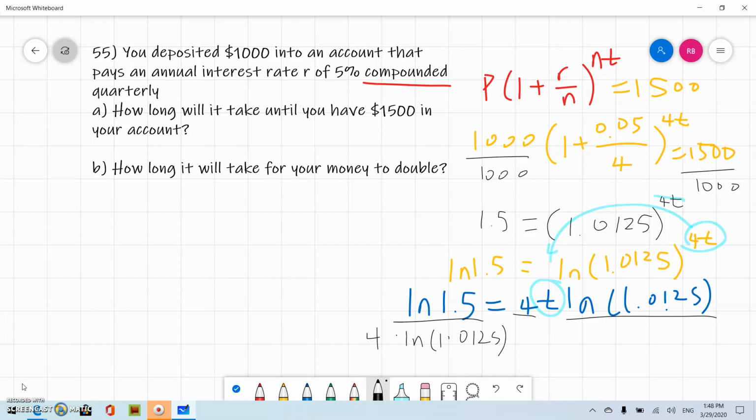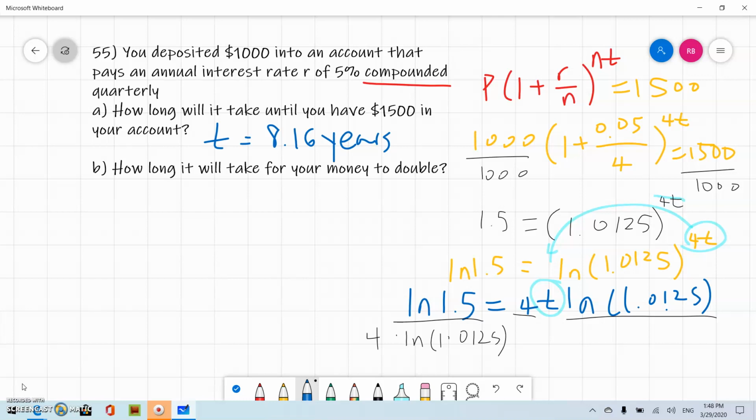So ln of 1.5 divided by that number, which is 8.16 years. Okay, so the unit is years.